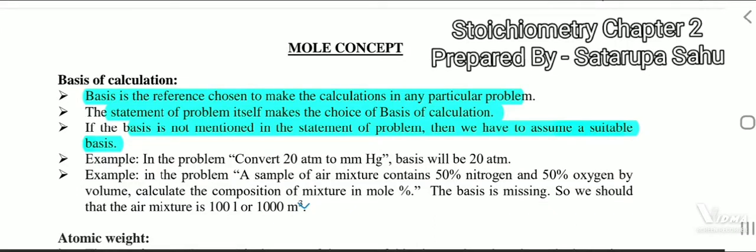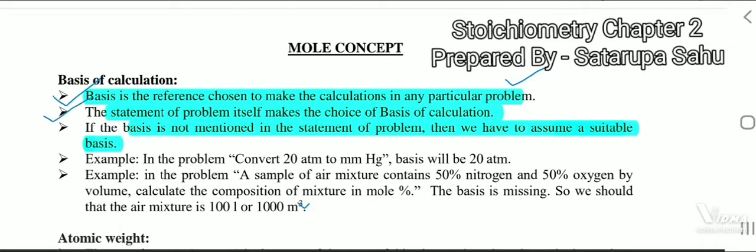Everyone. Today we are going to discuss the mole concept. The first definition is basis of calculation. What do you mean by basis of calculation? A basis is a reference that has to be chosen to make the calculation in any particular problem. So in short, a basis is the reference that has to be chosen before going through the problem.